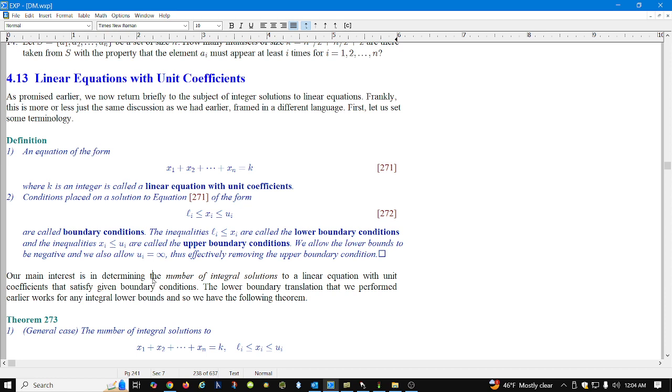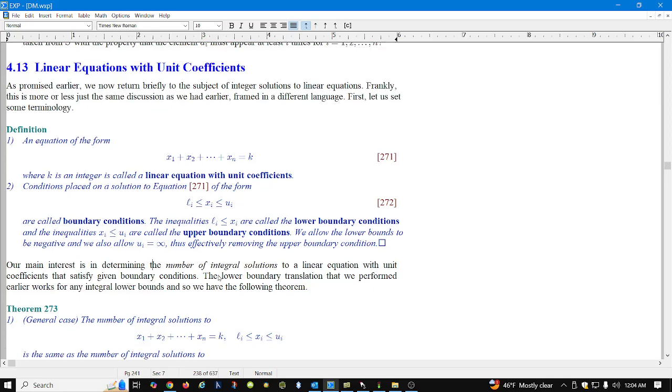So that is kind of, I guess, related to lower bounds that are in fact negative, but it's a strange paper as I recall, and I wouldn't make too much effort to try to find it. Okay. Anyway, our main interest is in determining the number of integral solutions to a linear equation with unit coefficients that satisfies given boundary conditions.